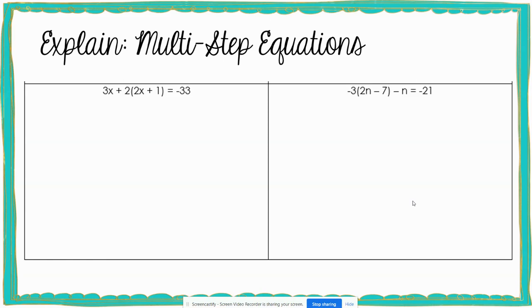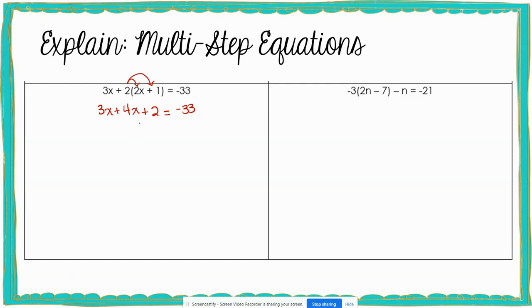Next, I have 3x plus 2 times 2x plus 1 equals negative 33. Well, you'll notice that in this case, I would need to use the distributive property first. So I'm not doing anything with 3x, so I'm just going to rewrite that. But then I'm distributing my 2 here. So 2 times 2x is 4x, so I would write plus 4x. Then 2 times 1 is 2, so I'm going to write plus 2. All of this is equal to negative 33.